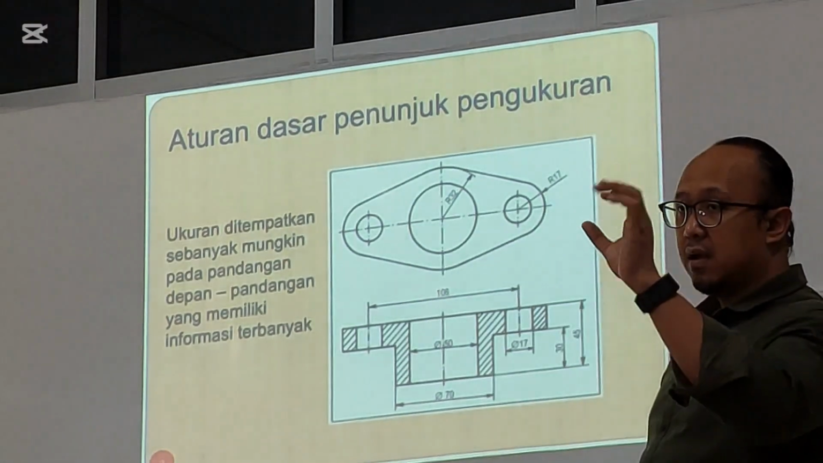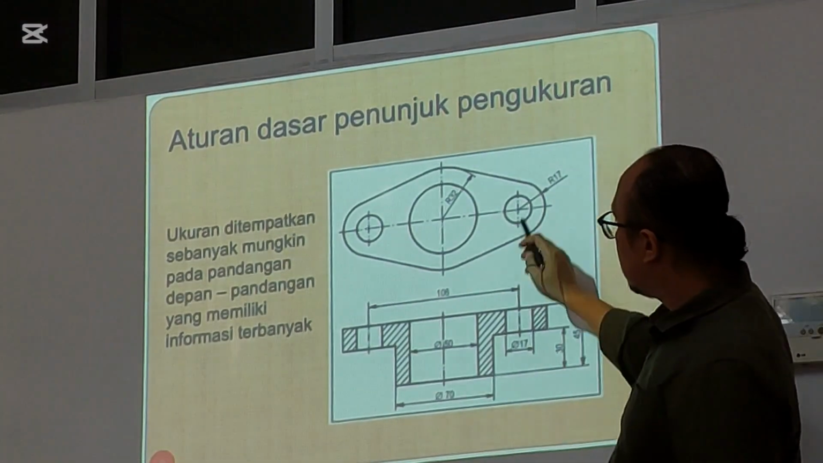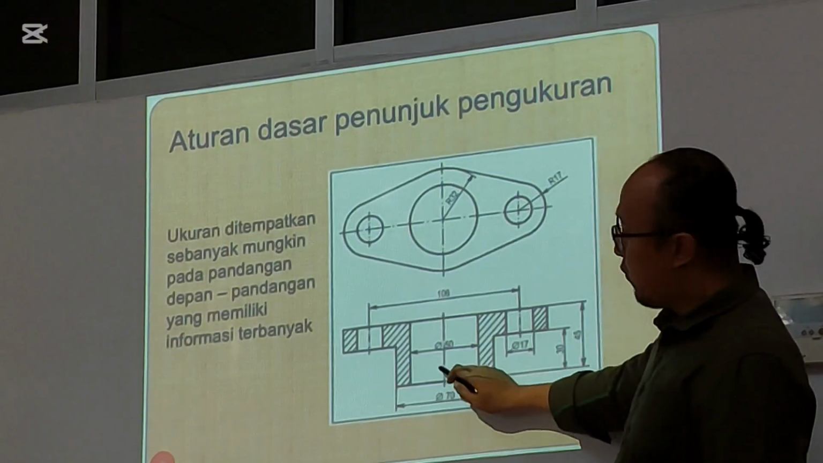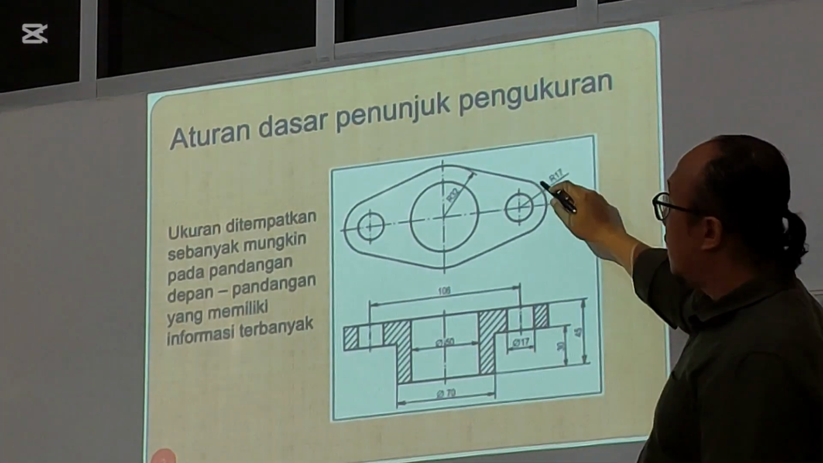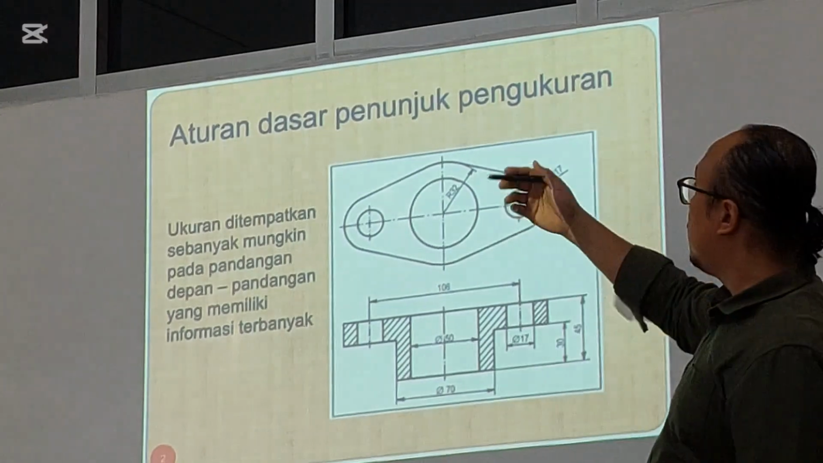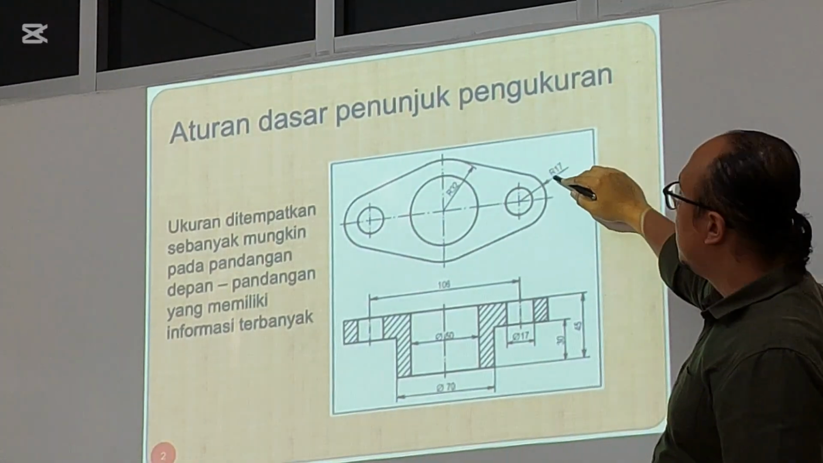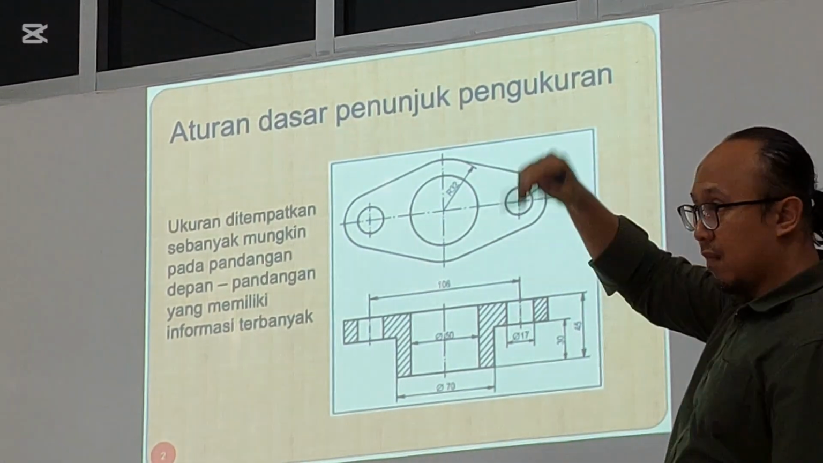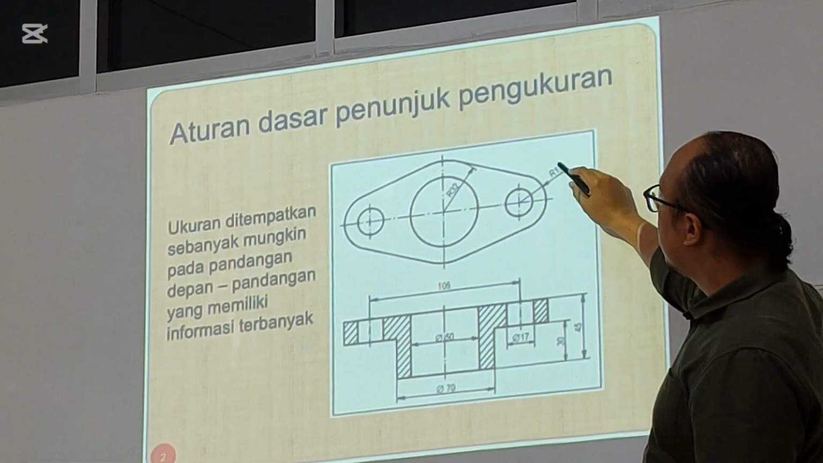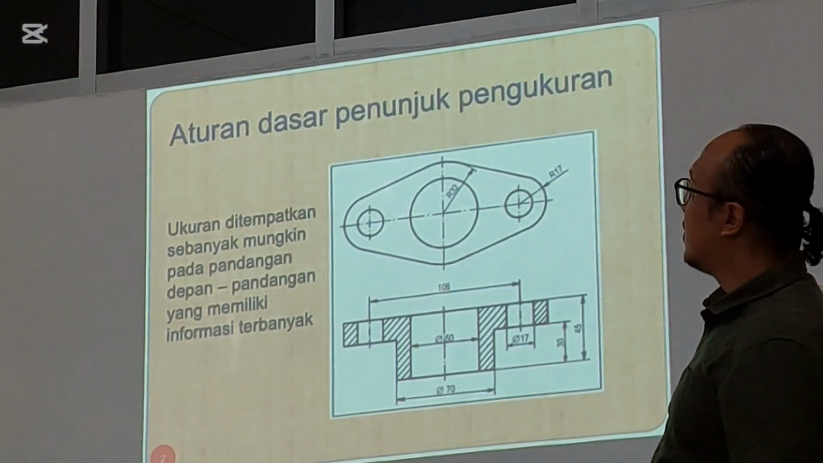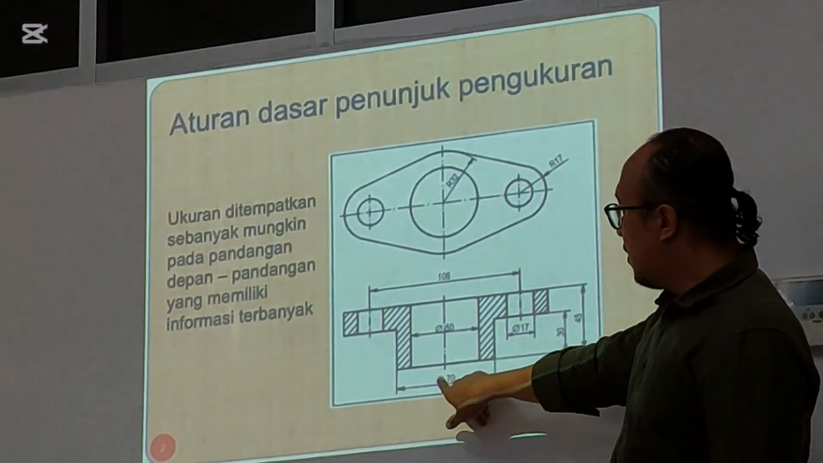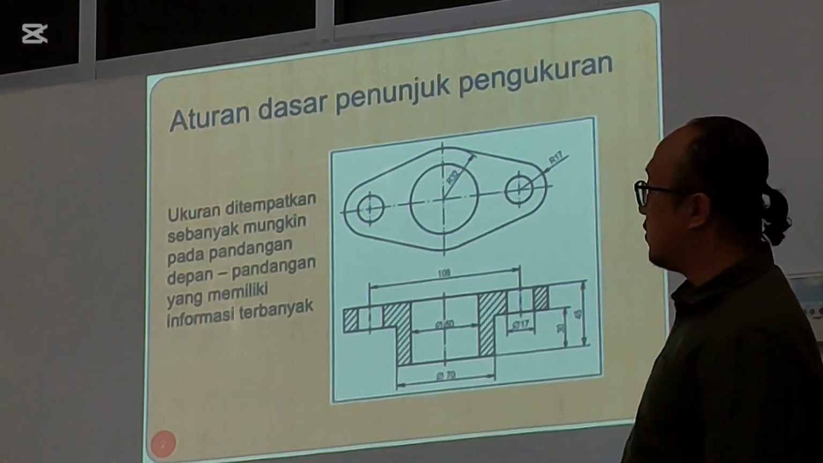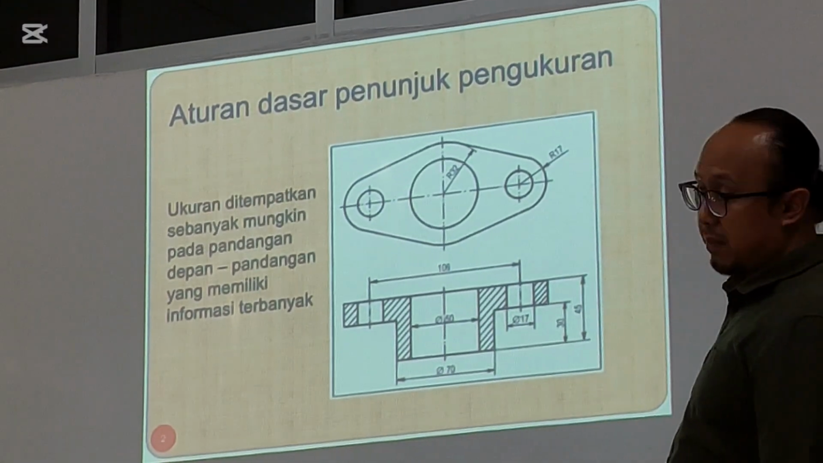is a circle, you must add some symbol. For example, this is the symbol for diameter, if you want to show the diameter. But if you want to show the radius, you can add an R in front of the unit. So it means that radius 17 millimeter, and this diameter is 70 millimeter, for example.